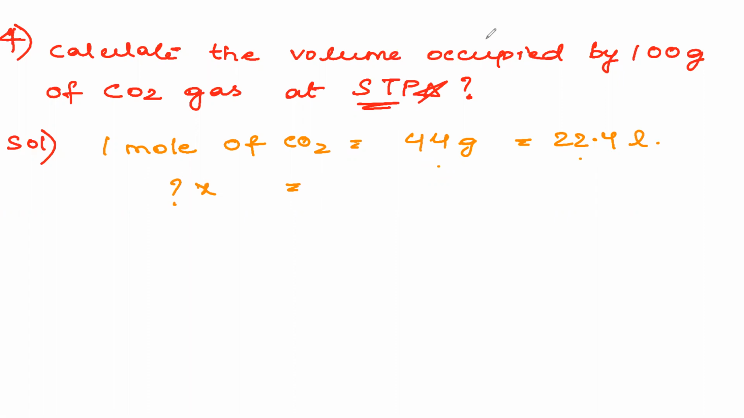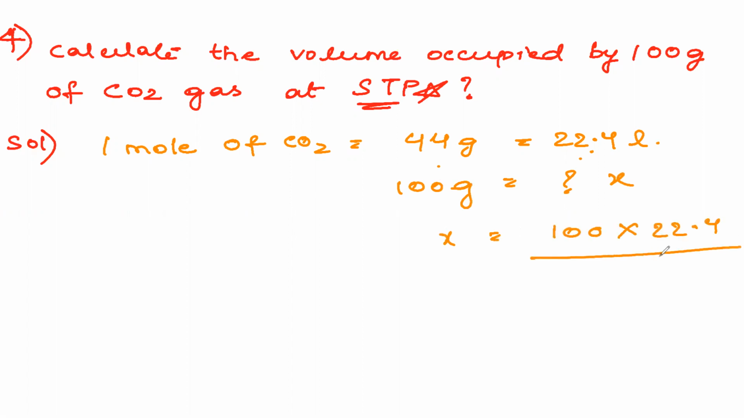Now, no need of considering mole here. Straight away we consider weight to volume. So 44 grams is 22.4 liters. So the given weight is 100 grams, which is equal to how much? So 100 into 22.4 by 44. So you'll get the answer. That calculation part I'm not doing because you know how to calculate.